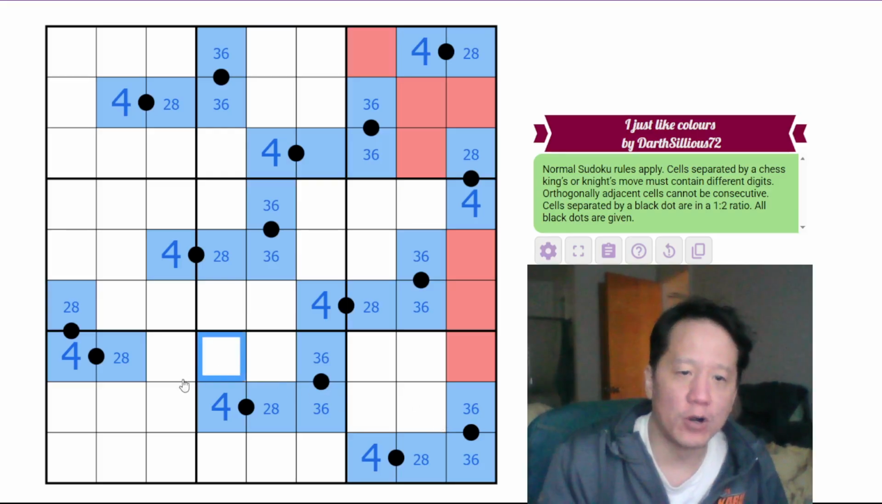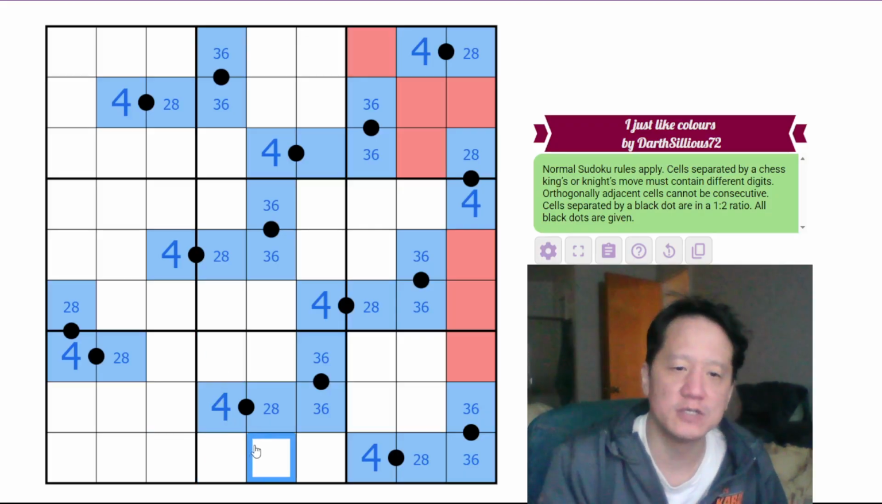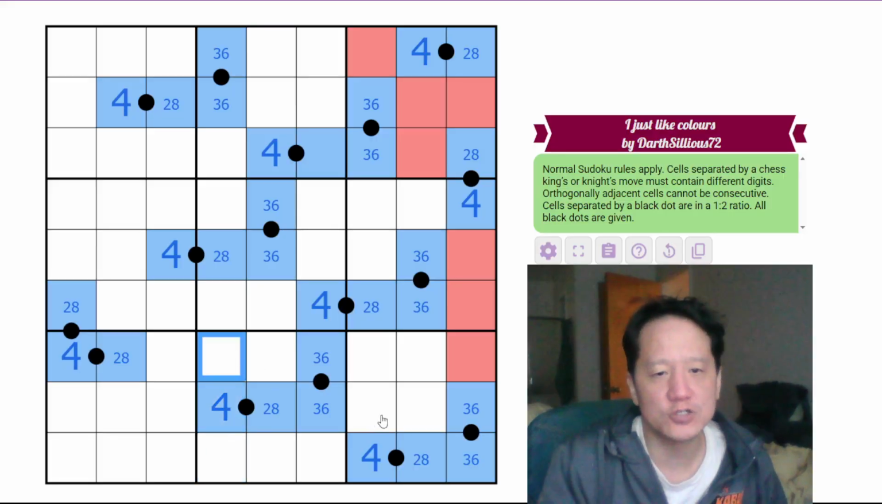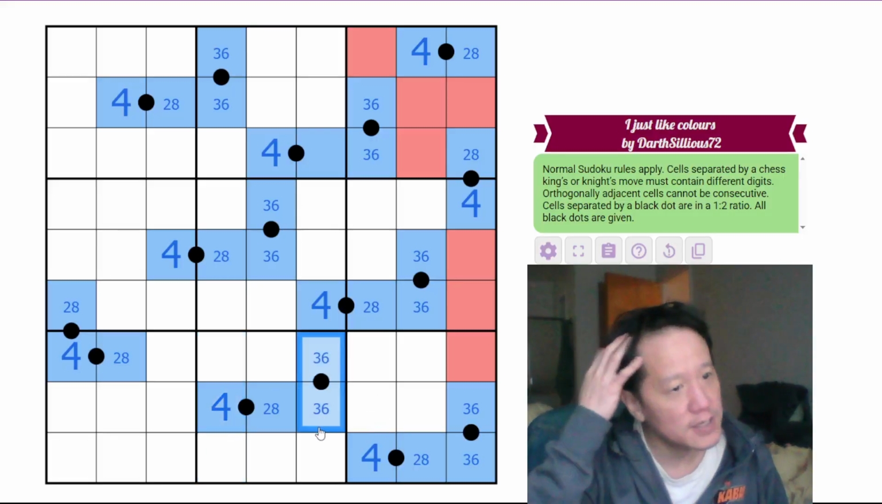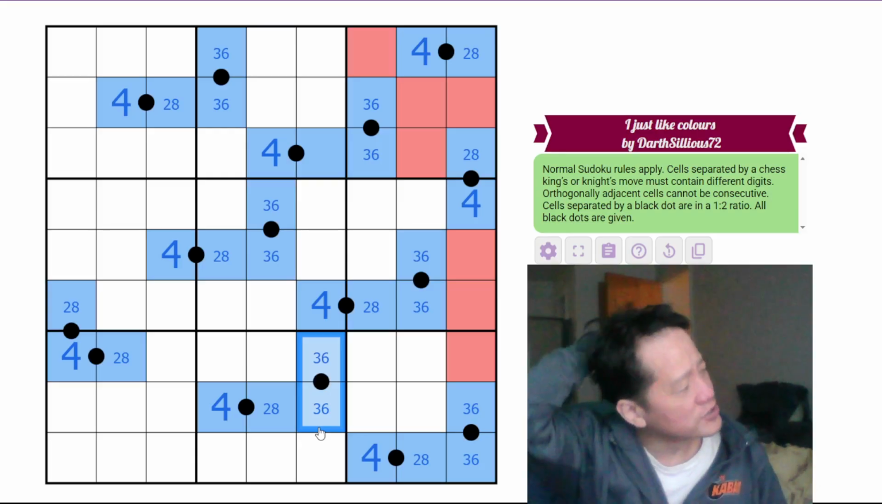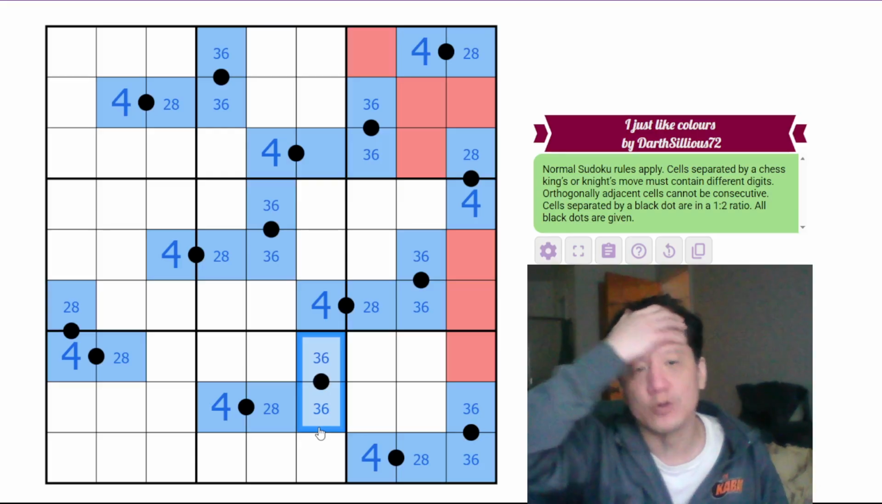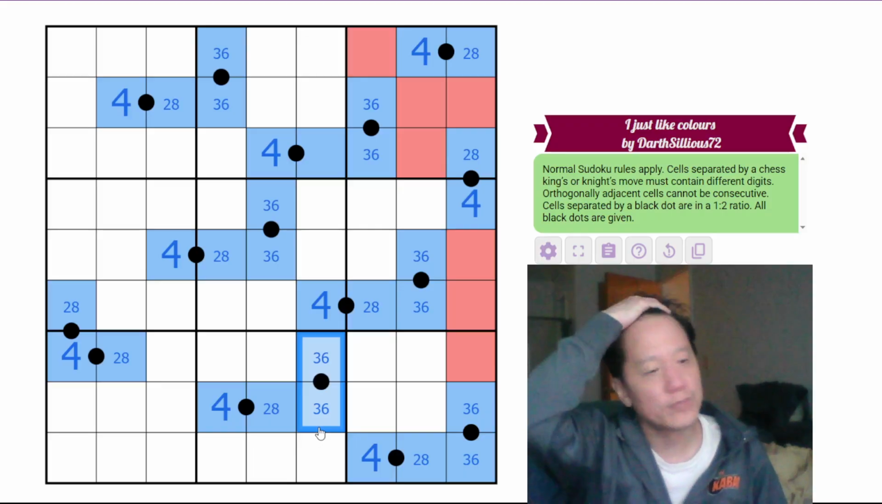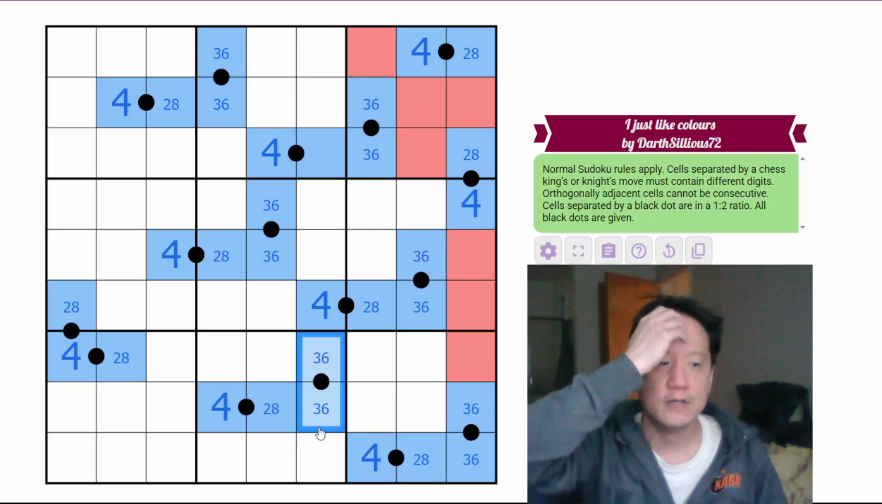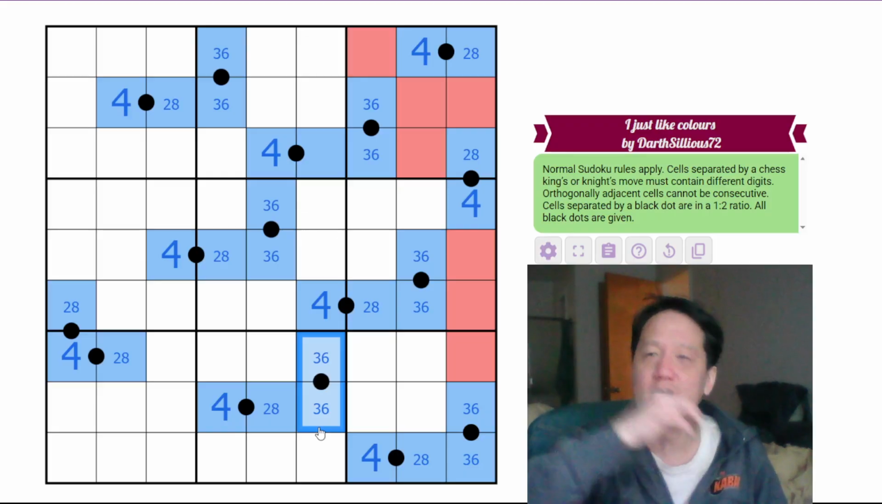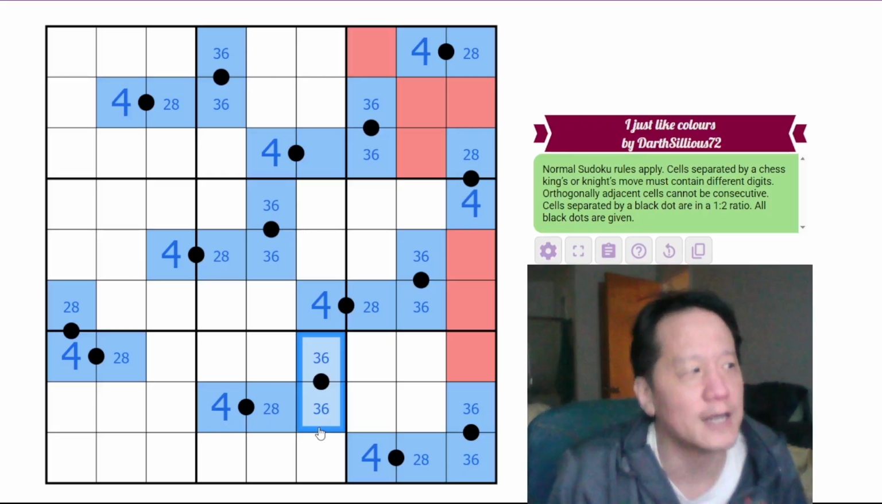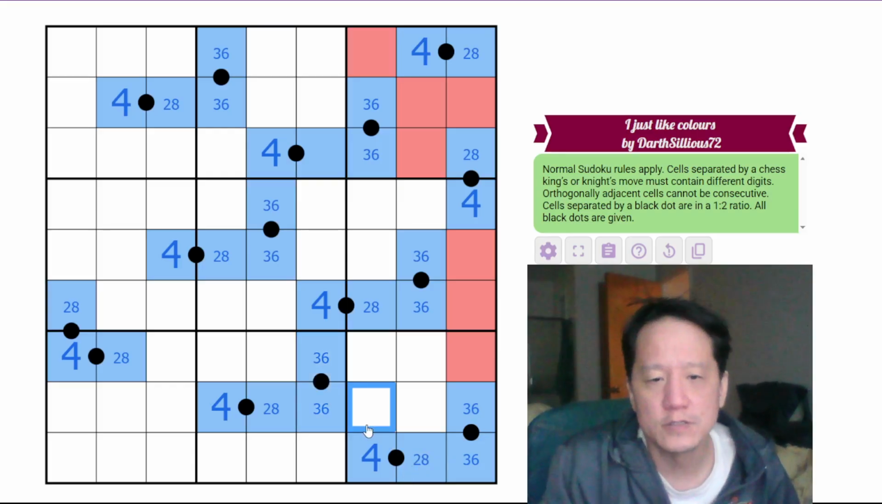So 4 has to be next to, well, it could be next to a 3 or 6. But as long as all 3, 6s are accounted for in the row or the column or the box, and 4 is next to that digit, then it cannot be 2 or 8. So this can't be 2 or 8. It has to be red.